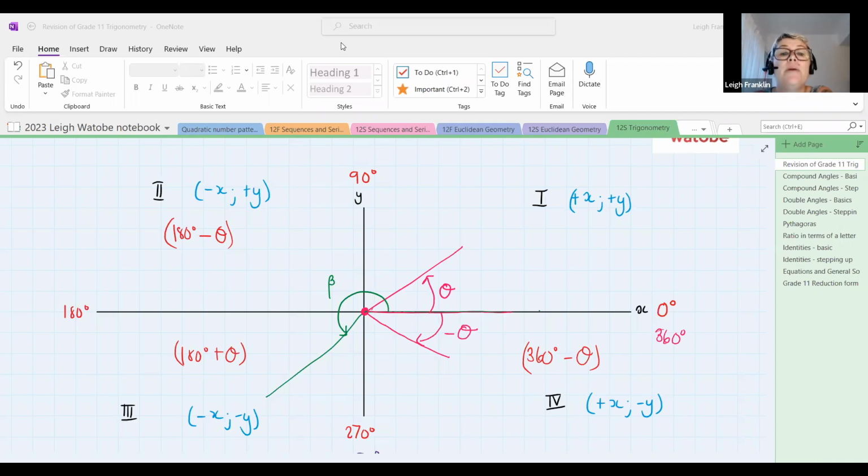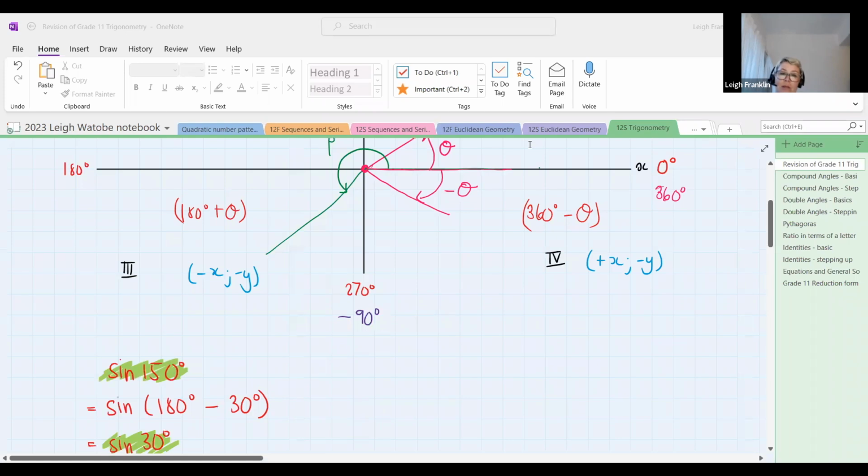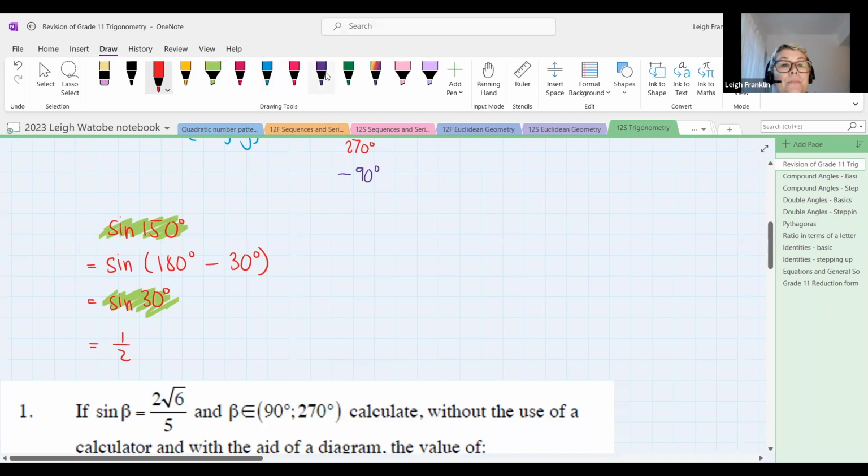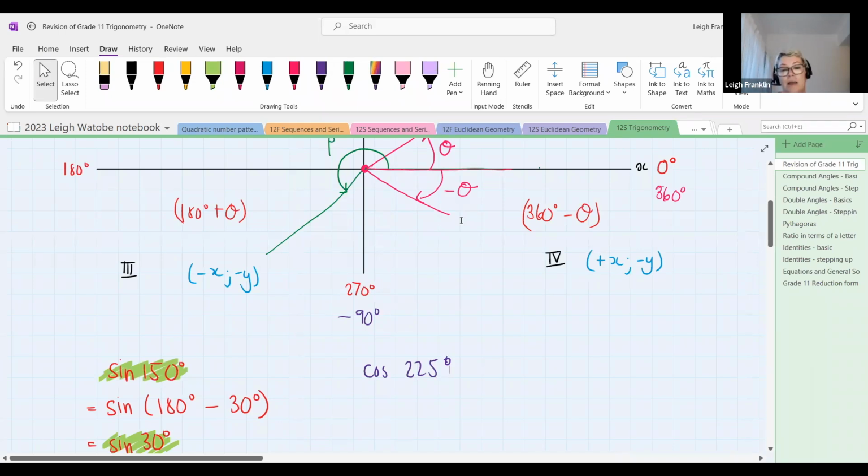Was it Kia, Reabetswe? Please repeat the function of a reduction. So in other words, what you're trying to do, Reabetswe, is you're trying to write an angle in terms of an acute angle. So in other words, I'm taking an obtuse angle like 150 and I'm writing it in terms of an acute angle like 30. That's the point of a reduction formula. Okay. Or if I had something like the cos of 225 degrees. Okay, so Reabetswe, if I said 225 degrees, which quadrant am I in?